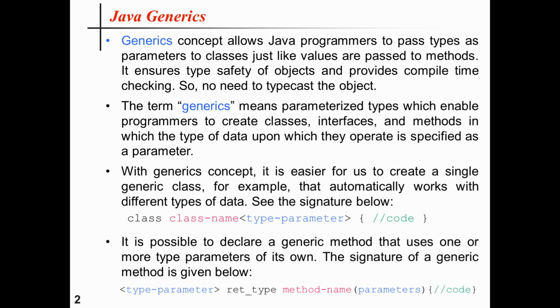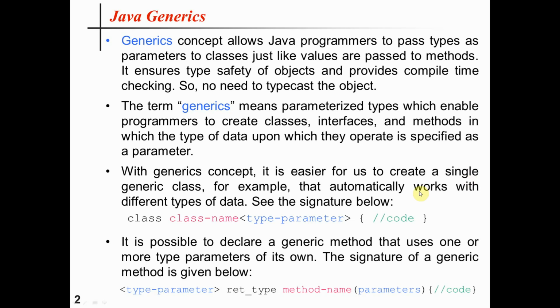The term generics is related to the concept of generic programming in Java, and it denotes parameterized types. That means the parameterized types that we can use with respect to classes, interfaces and methods, in which the type of data upon which they operate is specified as a parameter. With generics, it becomes easier for programmers to create a single generic class that will automatically work with different types of data.